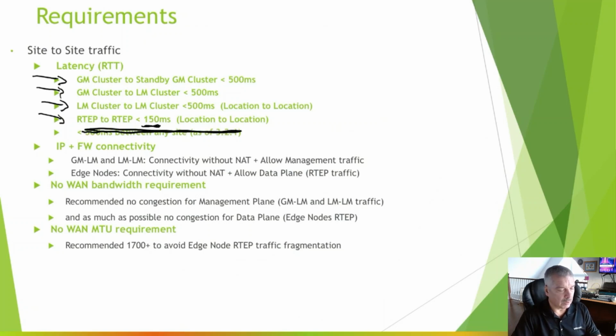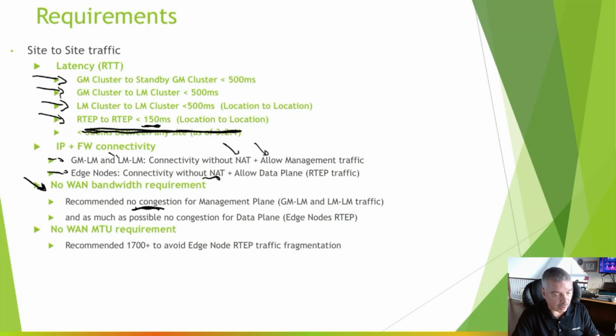Okay? IP and firewall connectivity: global manager to local manager connectivity, no NATing allowed for management traffic, so no NATing. Edge nodes connectivity without NAT as well, so we need true IPs. WAN bandwidth, they don't really give any kind of recommendations. They basically say no congestion, as fast as possible, that type of thing.